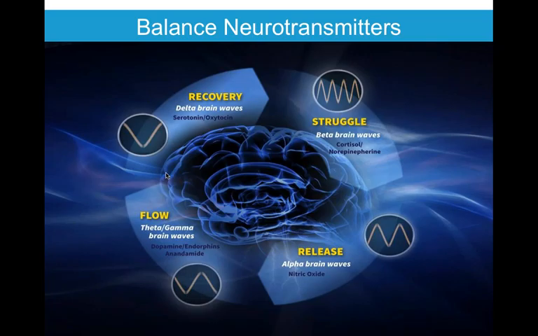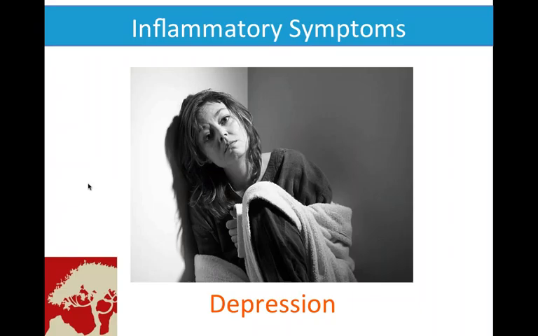Humans are like the only mammal that stays in delta wave as long as we do. If you look at a dog, it's sleeping 12, 13, 14 hours a day. Cats are like 15 hours. That's because they can't drop into these delta brain waves. So it's very powerful to balance your neurotransmitters.